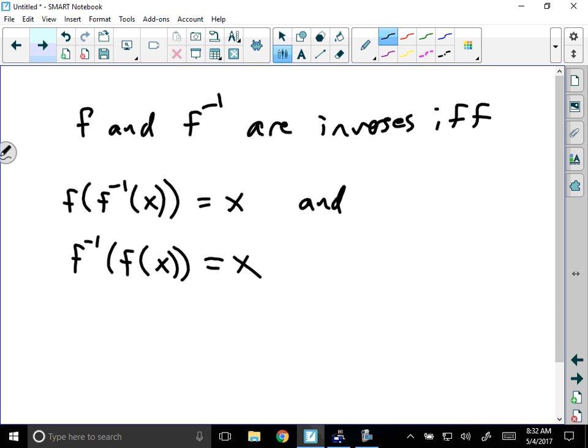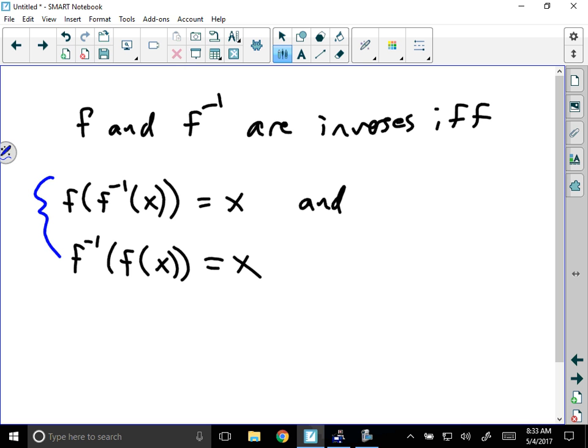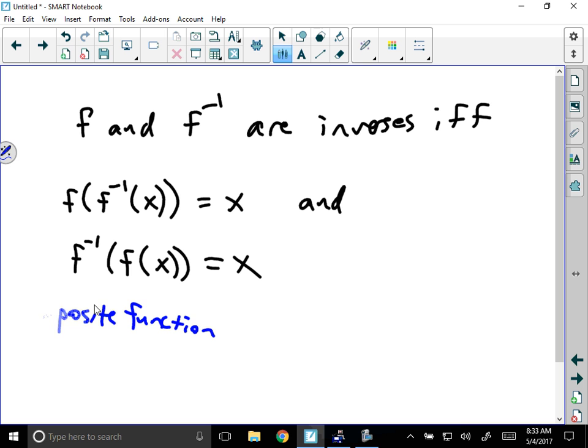That's the definition of inverses. I'll leave that up there for a minute. So if F of F inverse of X equals X and F inverse of F of X equals X, then we can say beyond the shadow of a doubt that those two things are inverses. If they're inverses, then F of F inverse of X equals X, and F inverse of F of X will equal X. So down here, in case you're not sure what all this is about, this is what we did yesterday. These are the composition of functions, right? The composite functions. That's what those are.